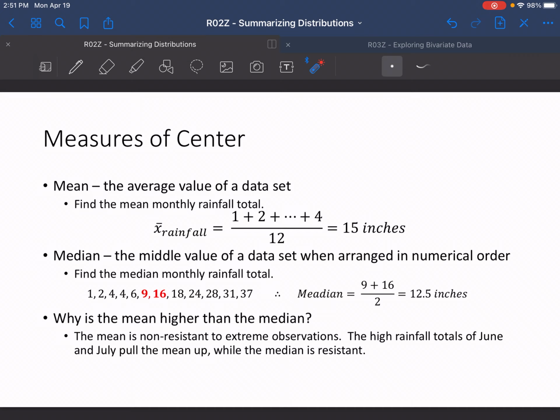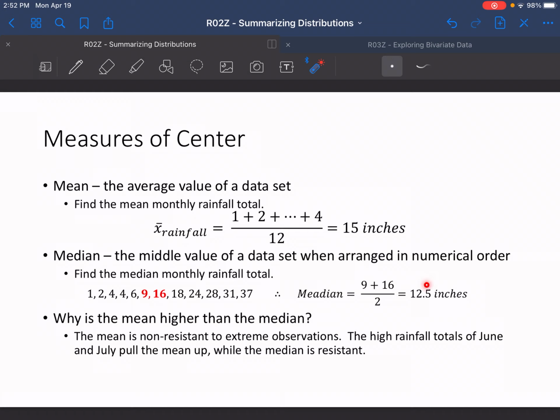The second measure of center that we could find is the median, which is the middle value of a data set when arranged in numerical order. So to find the median, we have to put all of our data in numerical order from least to greatest. Because we have 12 months of data, that's going to give us 6 on the lower 50% and 6 on the upper 50%. So we need to find the two middle values and take the average of those, which is 9 plus 16 divided by 2, which gives us about 12.5 inches as our median.